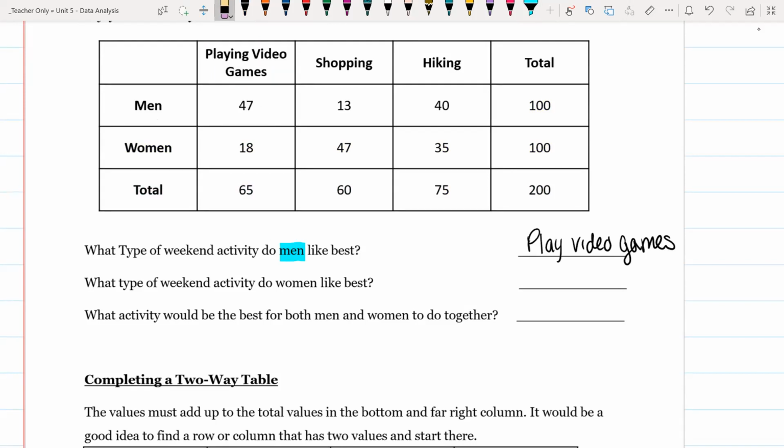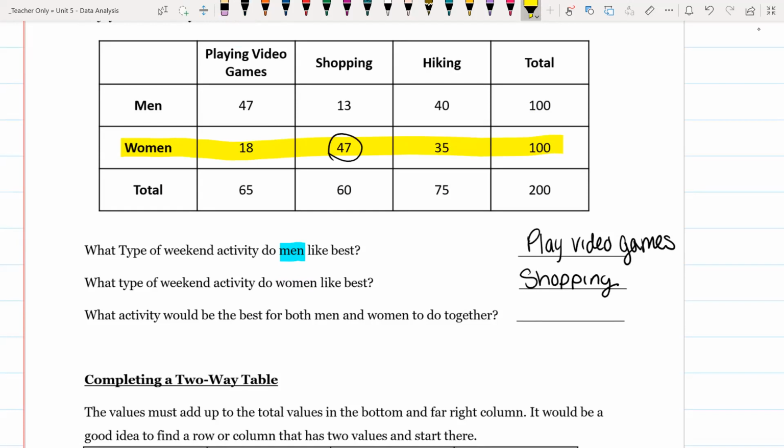Okay. What type of activity do women like best? Okay, well, women are here. The highest number is shopping. So we're going to go with shopping.